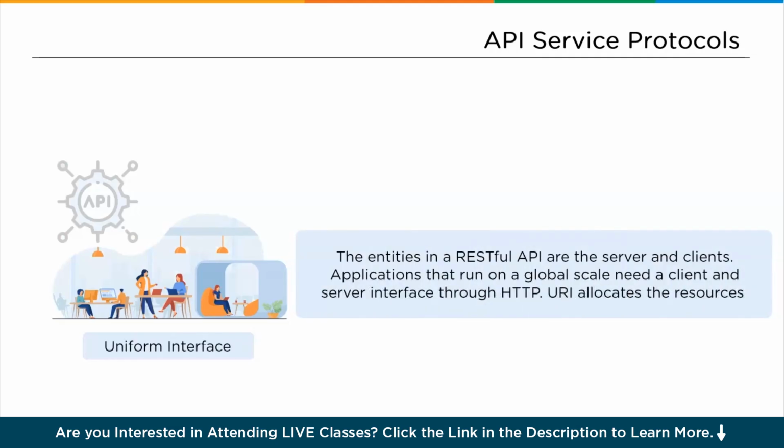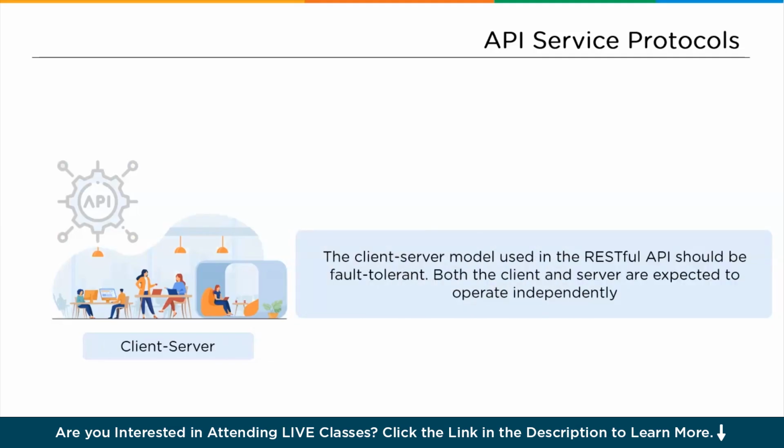The entities in a RESTful API are server and clients. Applications that run on a global scale need a uniform client and server interface through Hypertext Transfer Protocol or HTTP, and Uniform Resource Identifiers, URI, will allocate the required resources. Next, we have the client server.